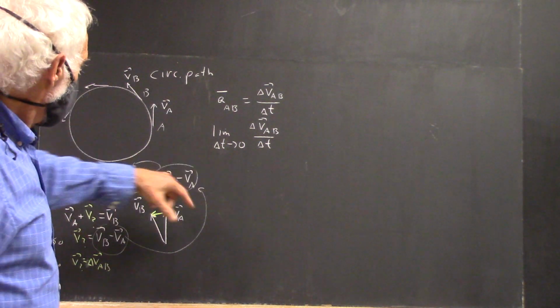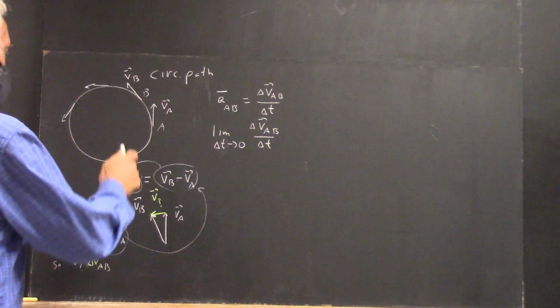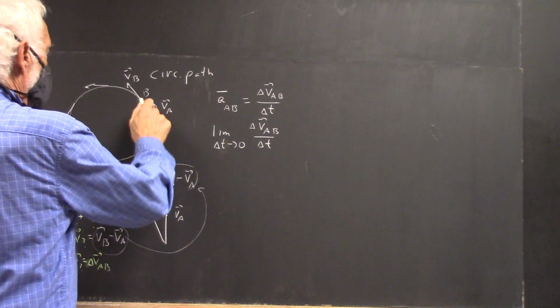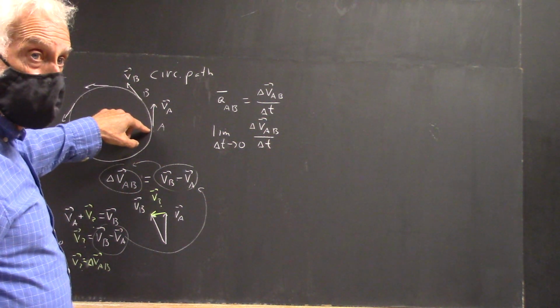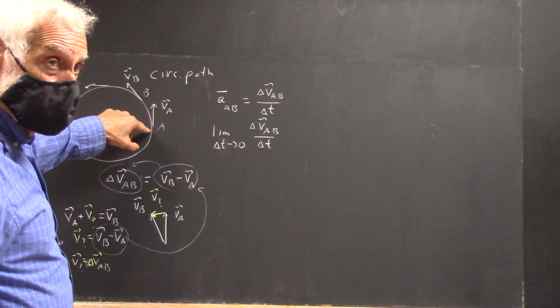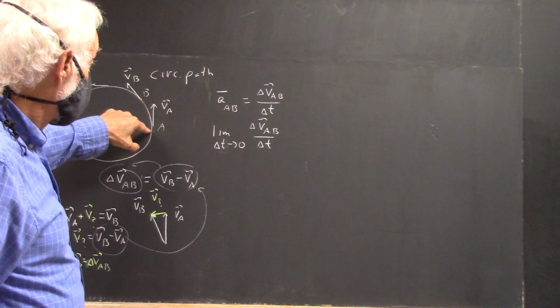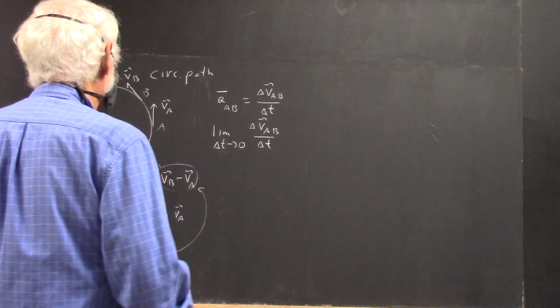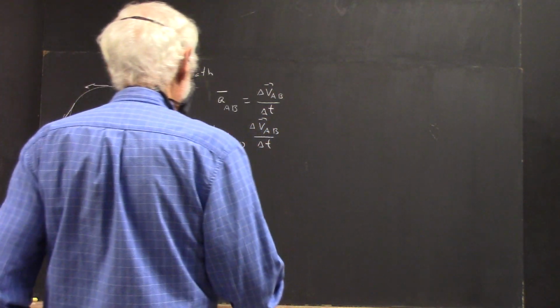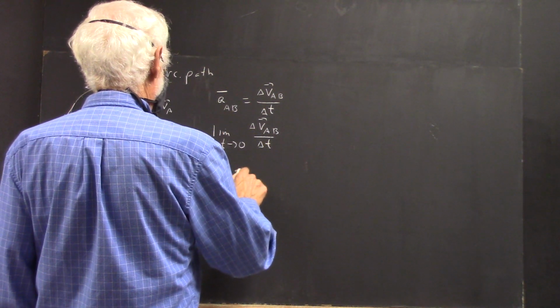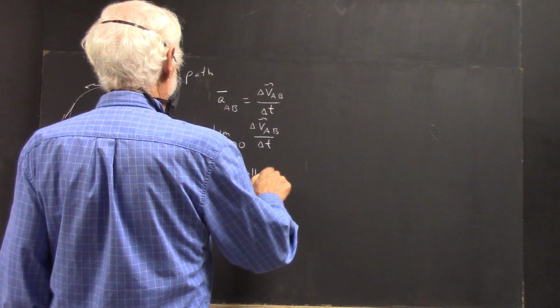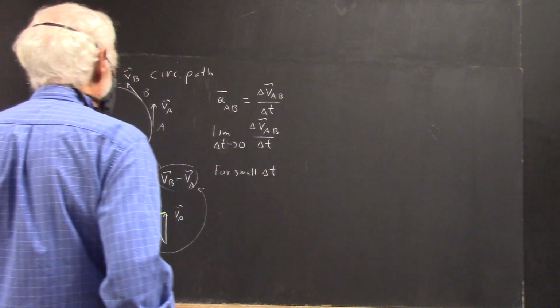Okay, this means that as the time interval from here to here shrinks, well, this vector gets closer and closer to this one, right? So we can draw a picture for small delta t.